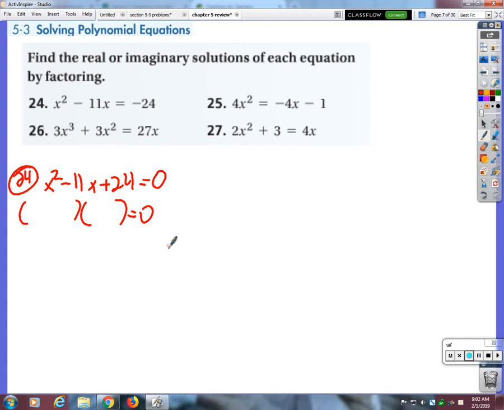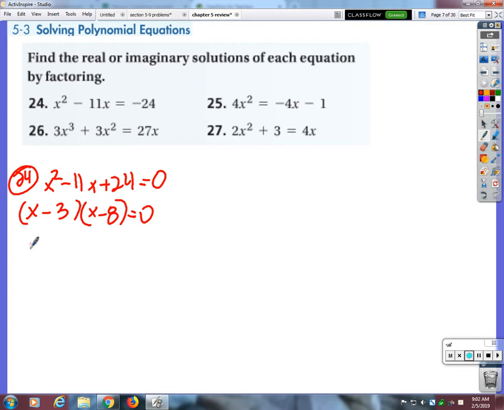What two numbers multiply together to be positive 24 and add to be negative 11? You guys are being really bad blurters today. I'm trying to call on specific people to work with them. Kat, what two numbers multiply together to be positive 24 and add to be negative 11? Negative 3 and negative 8. Very nicely done.